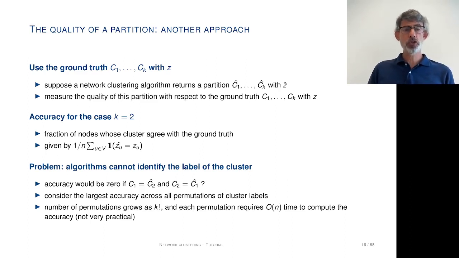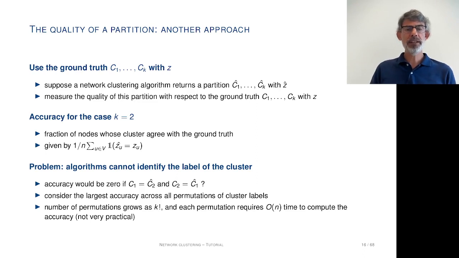So one metric to do this is called the accuracy, and let's take a look at the case of two clusters. The accuracy is just the fraction of nodes whose cluster agree with the ground truth. So I sum for every node of the network, and I look at the assignment of node u in Z hat and in Z. If they are the same, I count myself as correct, and I divide by n in the end to get the fraction of nodes that I got correct.